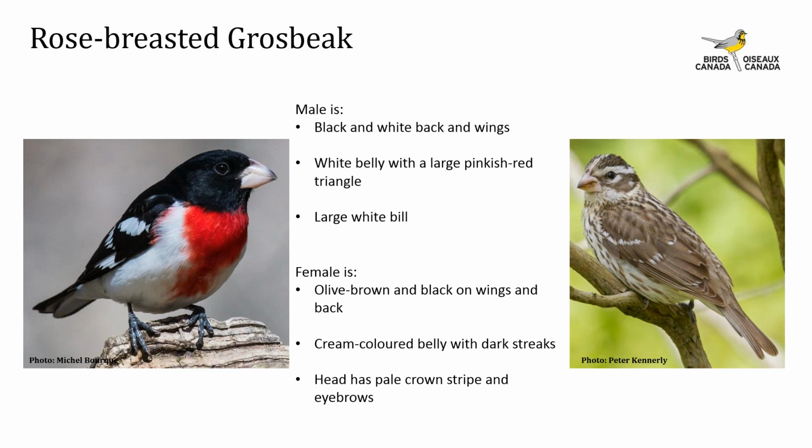The female is a little bit more camouflaged. She's olive brown with dark markings on her wings and back. She has a creamy colored belly with dark streaks, and her head has a pale crown stripe, as well as a white stripe above her eyes.